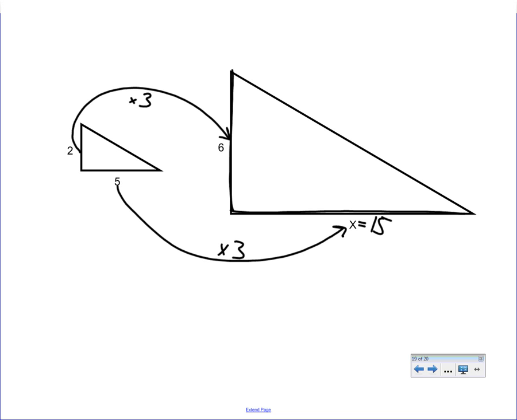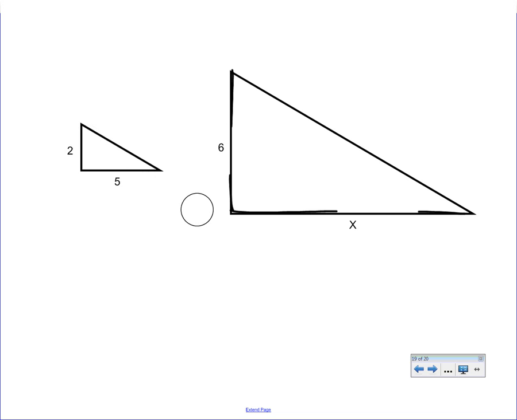Okay, easy enough. Now there's this other cool thing called ratio. And ratio is the sides together. So not scale factor, but ratio. So let's start over here. Instead of going from triangle corresponding side to other corresponding side, we're going to stay within the sides of the same triangle. So the 2 to the 5.